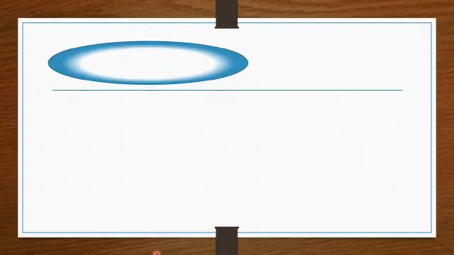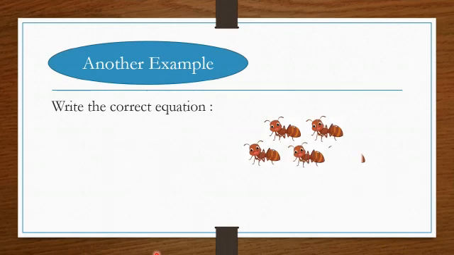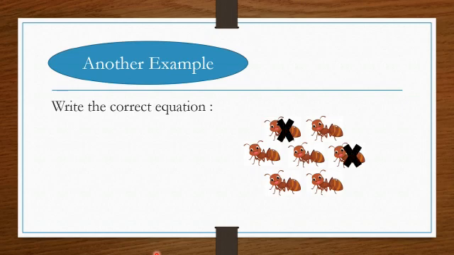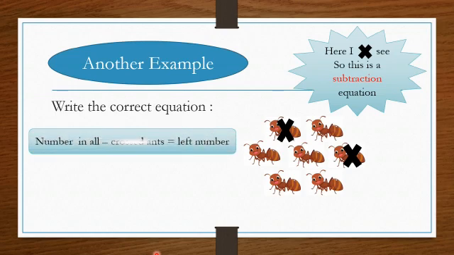Let us take another example by writing the correct equation. We have 1, 2, 3, 4, 5, 6, 7 ants, and 1, 2 of them are crossed. As I have said, when you see the cross or the X, this means that there is a subtraction equation. The subtraction equation or sentence is the number in all minus crossed ants, it's equal to the left number. Let us start writing it.